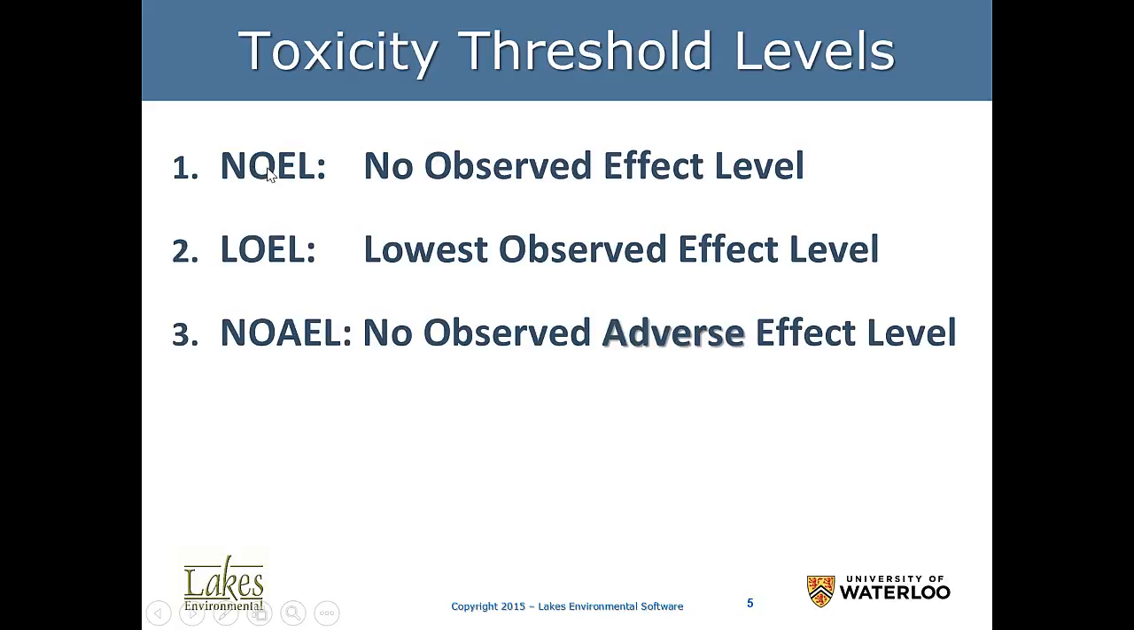We define them in terms of no observed effect level, NOEL. So that's, for example, a non-cancer effect you can tolerate to a certain point. Beyond that, then you start observing some effect, and this is the LOEL, lowest observed effect level. We also have the no observed adverse effect level, because you can have some effect, but it may not be severe enough to be considered adverse.